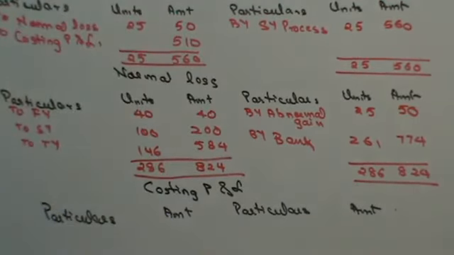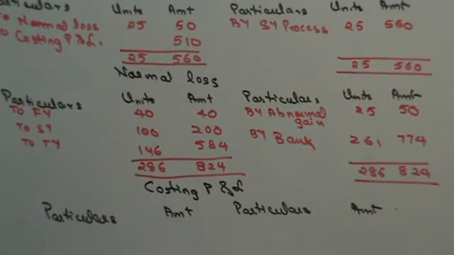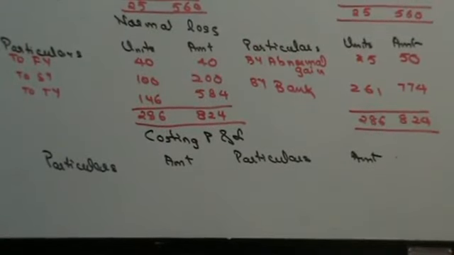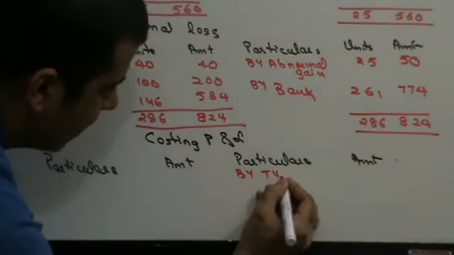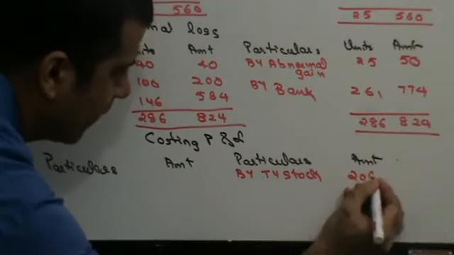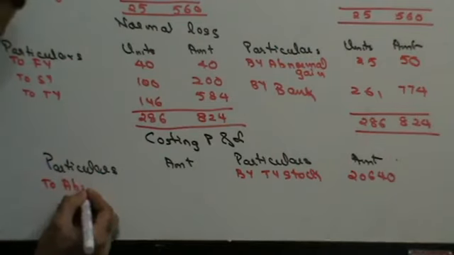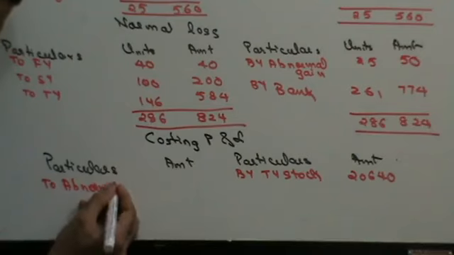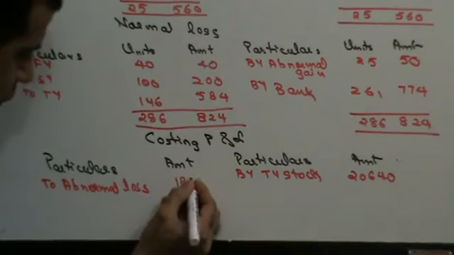Now the final account to be made is costing P&L. You have costing P&L in your TY stock account. Guys, if you all see your TY stock account, you have costing P&L on the debit side there, that will come here on the credit side by TY stock. You have 20,640. Then you have costing P&L in your abnormal loss account on the credit side. So this is going to be 2 abnormal loss. Abnormal loss costing P&L is 184 rupees.